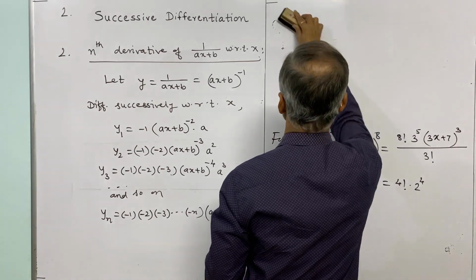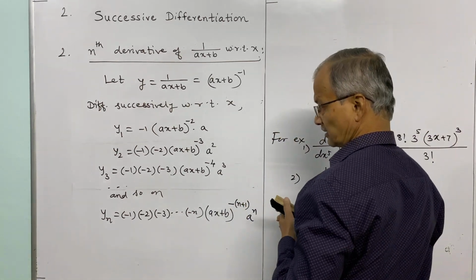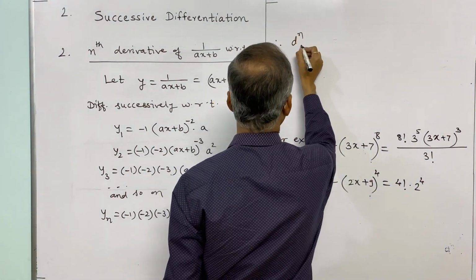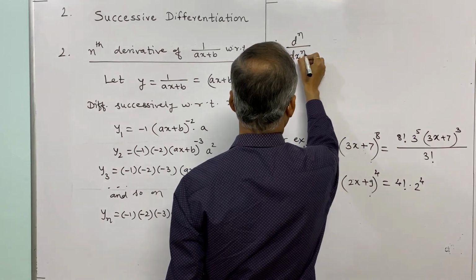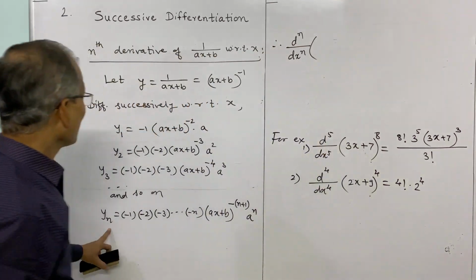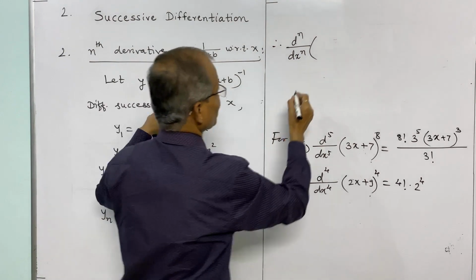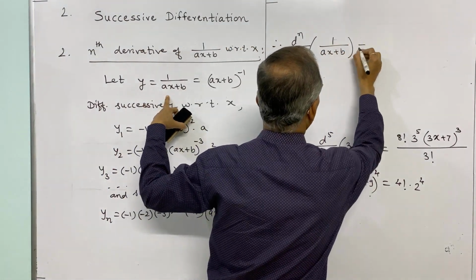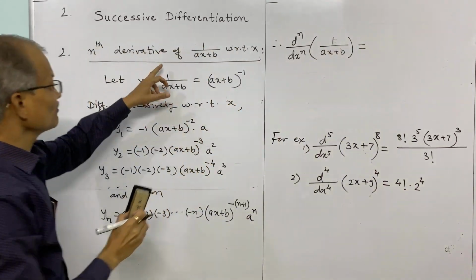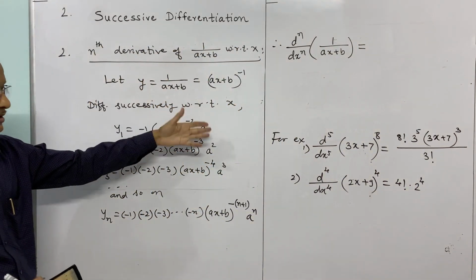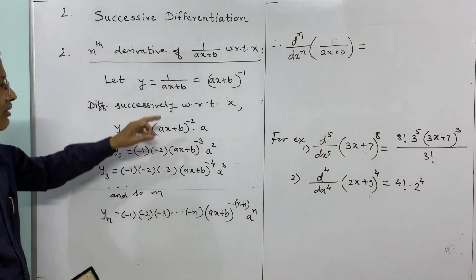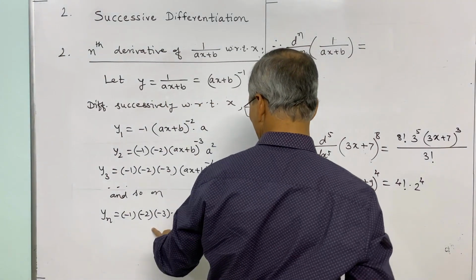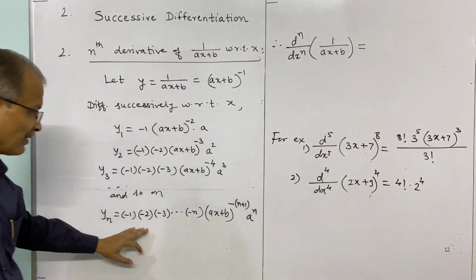the operator of derivative d^n by dx^n. So therefore yn means d^n by dx^n of y. Y is 1 upon ax plus b, and that is equal to, there is no power, only 1 upon ax plus b. Earlier it was the nth power of ax plus b at the numerator, and this is equal to further, but we have to simplify this.